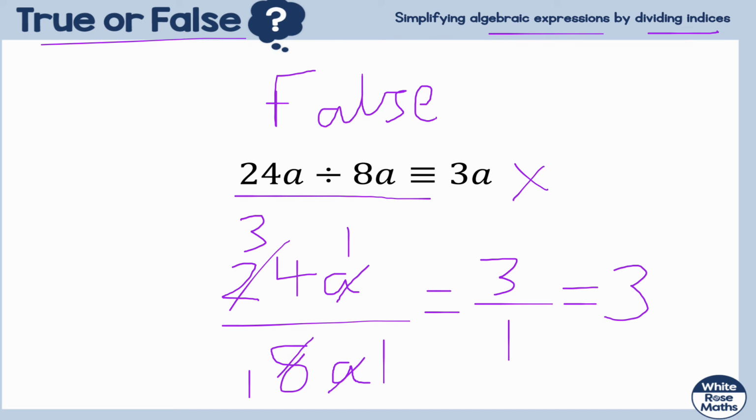a divided by a just goes to the number 1. Anything divided by itself is always equal to 1. And you can check here because 3a times 8a actually gives us 24a squared and not 24a. So this is not equivalent to 3a. This is equivalent to the number 3. So 24a divided by 8a is equivalent to the number 3.